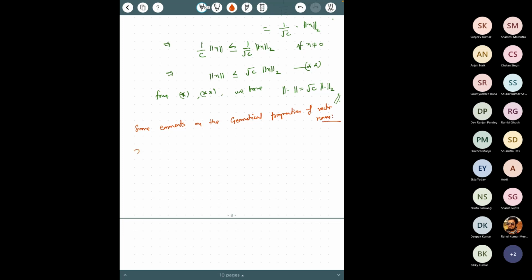Okay. So let me first say, when I say unit ball, what do I mean? Suppose we have a vector space V, and a vector norm on V. Then what do I mean by a ball?